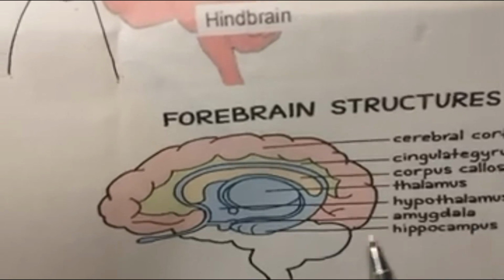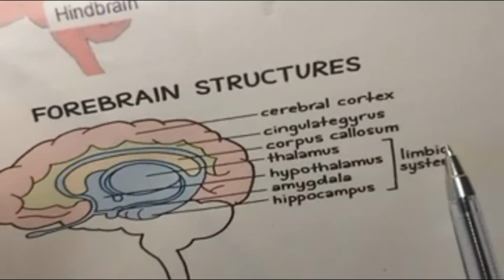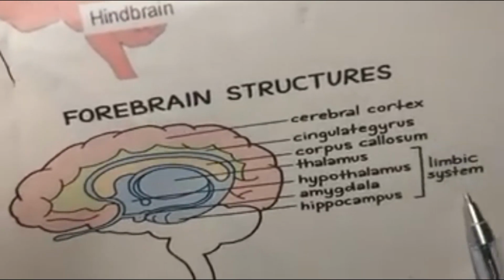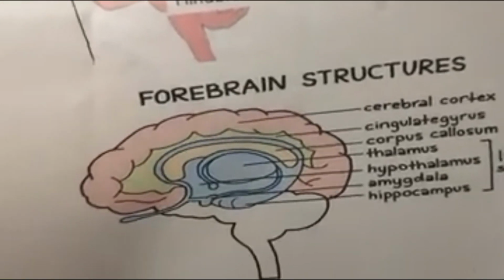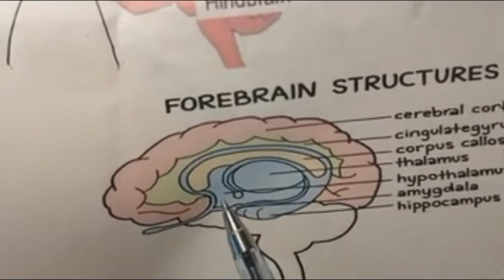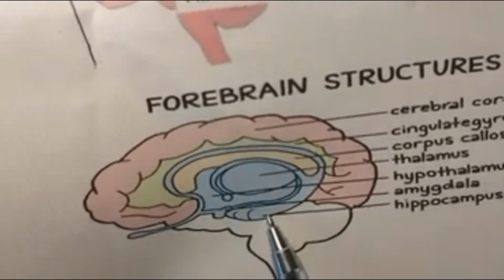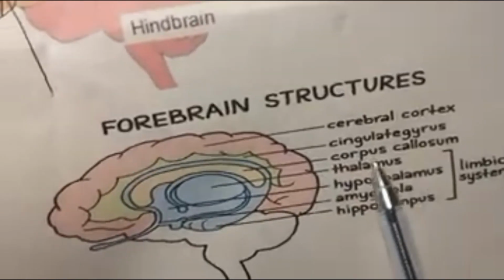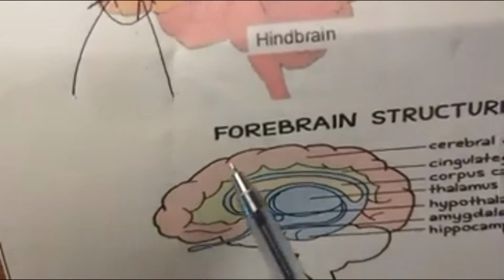And then there are parts of the forebrain called the limbic system. The limbic system is a very important system that carries out lots of involuntary functions of the body, and the parts are thalamus, hypothalamus, amygdala, and hippocampus, okay.